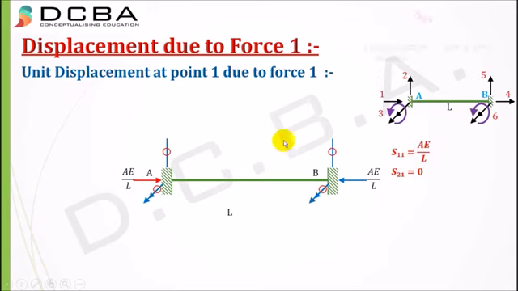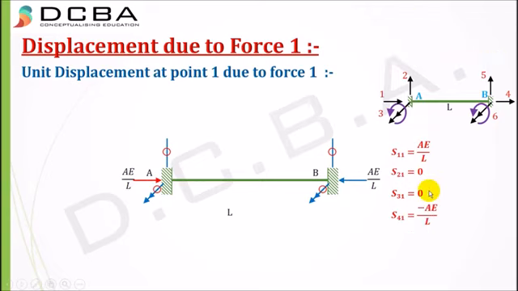S21 is 0. What is S21? Force or reaction number 2 due to force 1. So due to this force, there is no force or reaction at number 2. As you can see, this is number 2, and there is no reaction formed due to my force 1. Hence S21 is 0. S31 is again 0 because there is no moment formed due to application of force 1. So S31 is force or reaction number 3 due to force 1. Hence S31 is also 0.